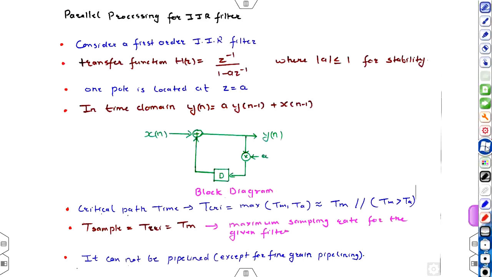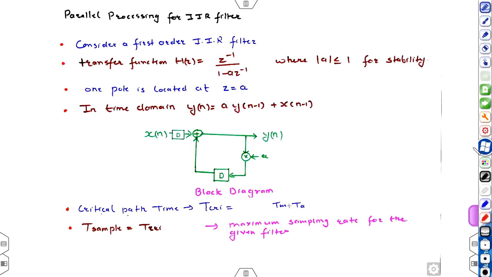Hello everyone. So in this video lecture I am going to discuss the techniques that I use to design the first order parallel processed IIR filter.